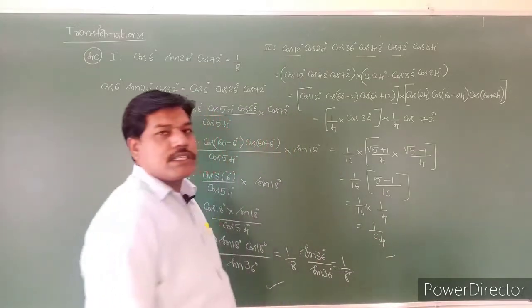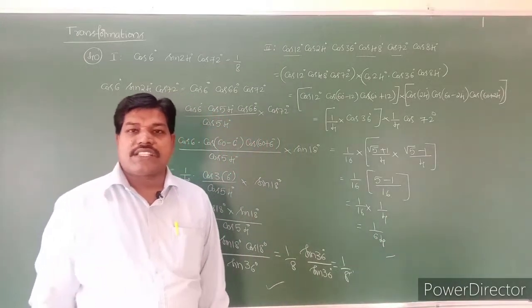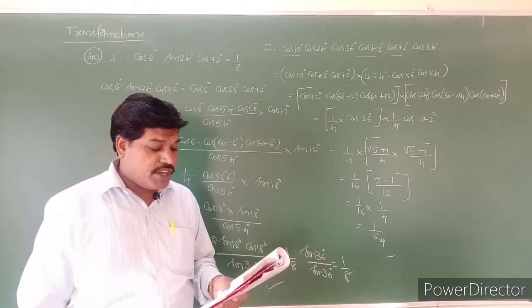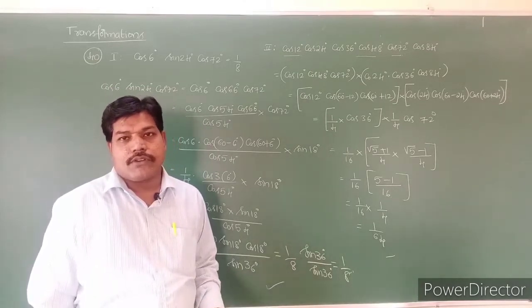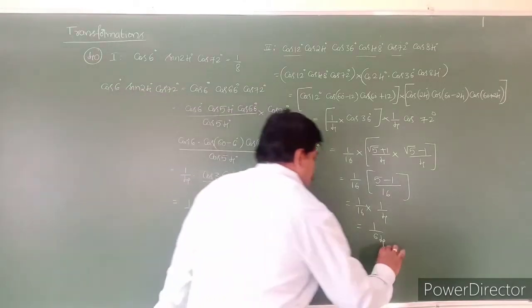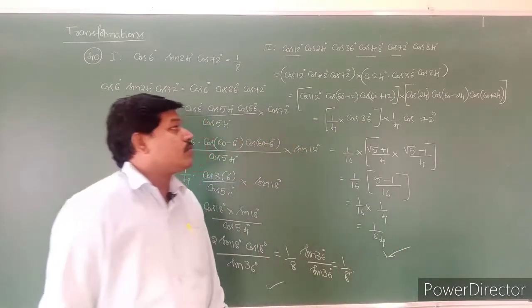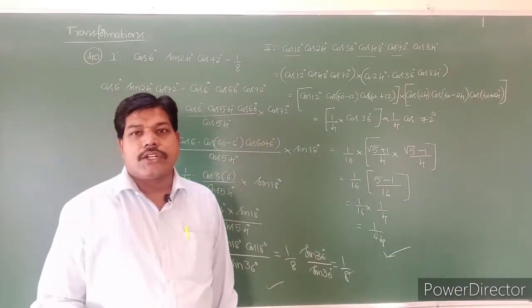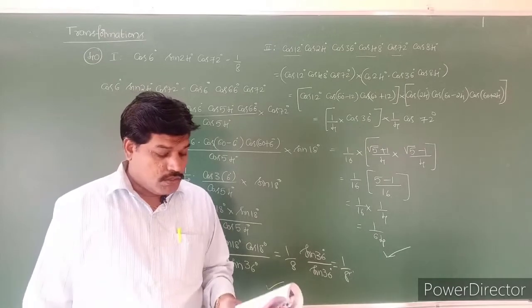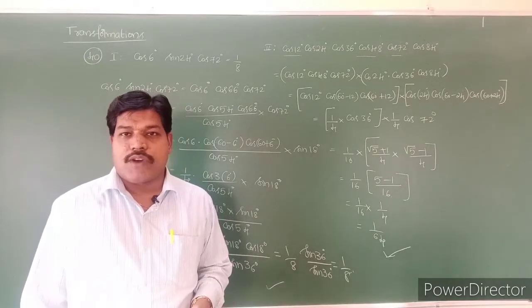So that means the second statement is also correct. What is the second statement? That is the 1 by 64. So the second statement is also correct. So what is the solution, students? Both 1 and 2 are correct. So the option is the third option: both 1 and 2 are correct.